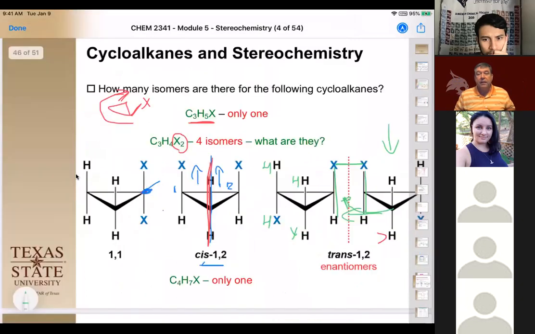Okay. Now, there are some weird chiral compounds out there. And I think I have a slide on those right here.